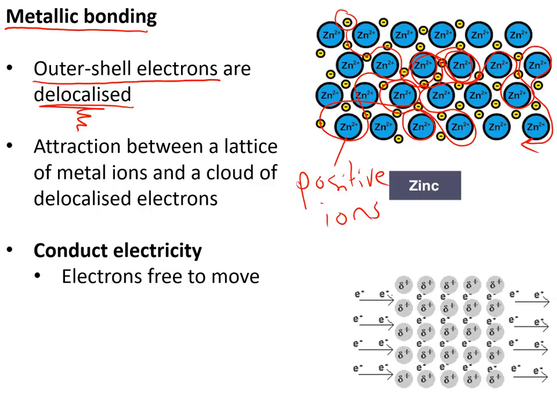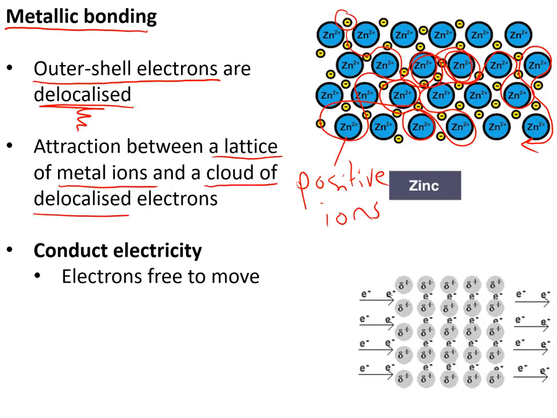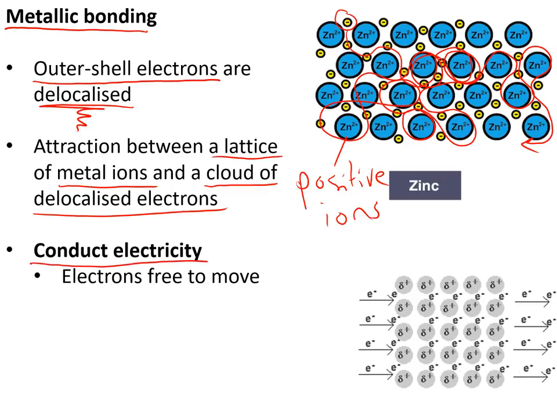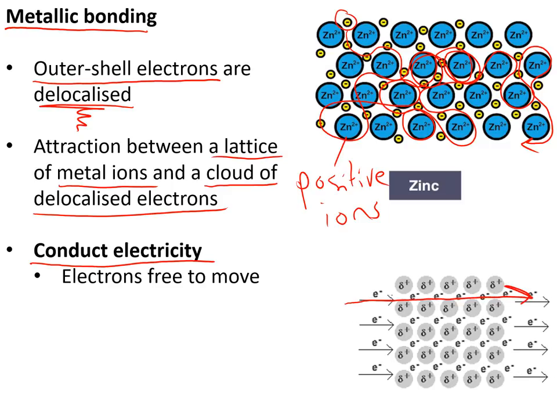Okay, so a metallic bond then is the attraction between a lattice of metal ions and this cloud of delocalized electrons that's whizzing about everywhere. Now really importantly, metals conduct electricity, and the reason why is because those electrons are free to move. You can see that happening here. You can see in this little GIF that the electrons can just move from negative towards positive. So that's why metals conduct electricity.